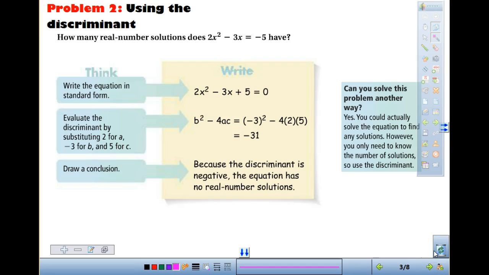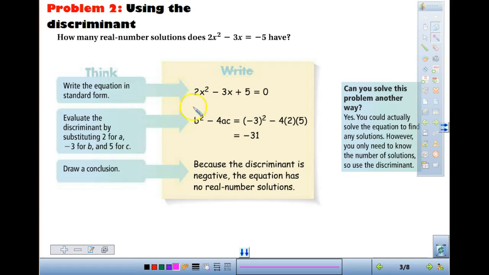Some of the questions in your homework will simply ask you how many real number solutions. And on the test, the other thing to do when you're solving, especially if you're using the quadratic formula, is check that b squared minus 4ac is positive or 0, because if it comes out negative, you're done. There's no solution. It's kind of like x squared equals a negative number, no solution.